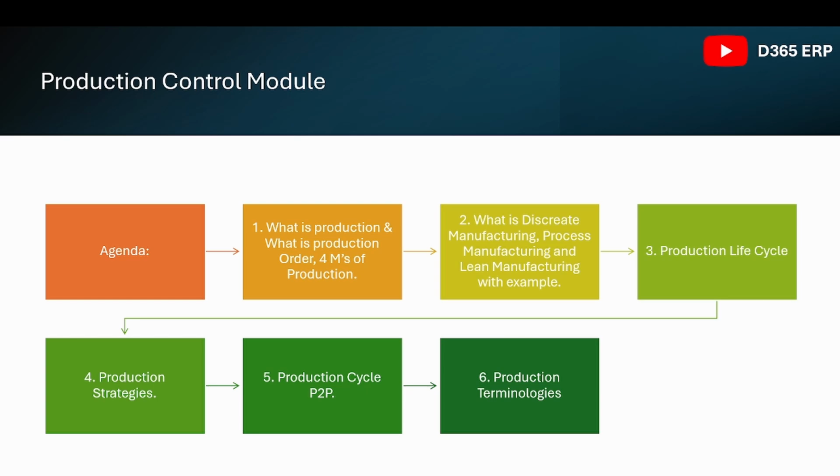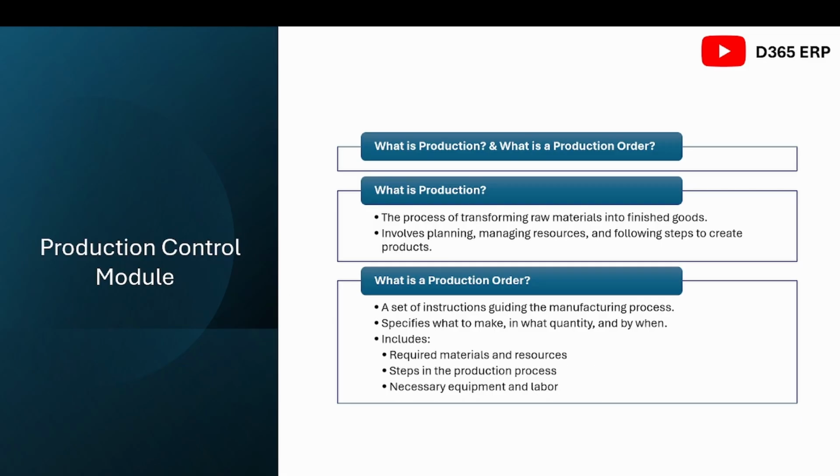So let's get started. First, we start with what is production. In simple words, production is a process which follows specific steps that are required to complete the production of an item, or we also call it the manufacturing of the item. And the next part is what is a production order.